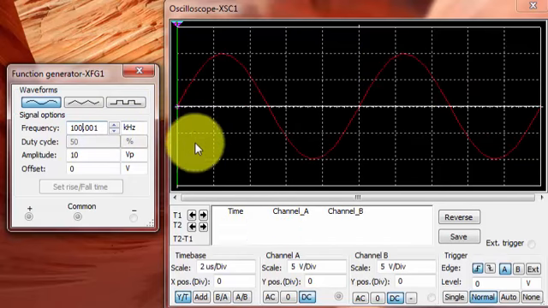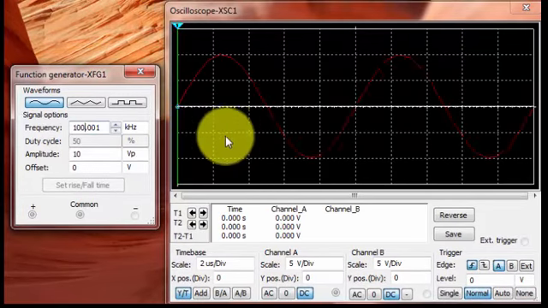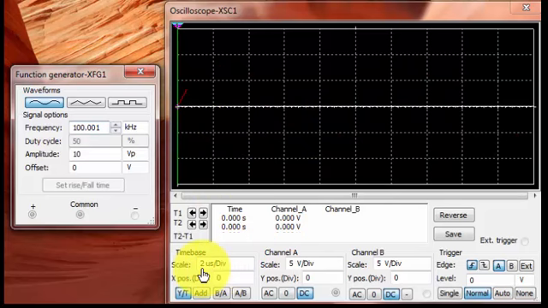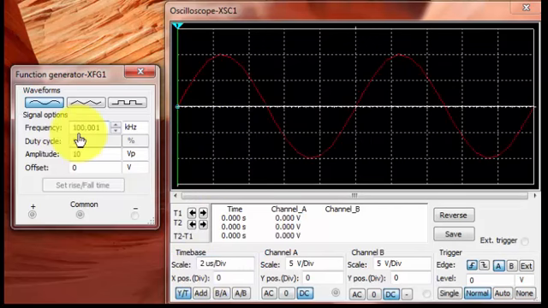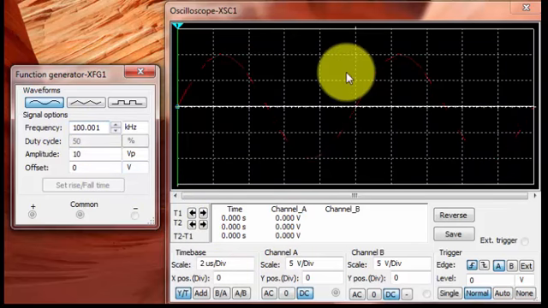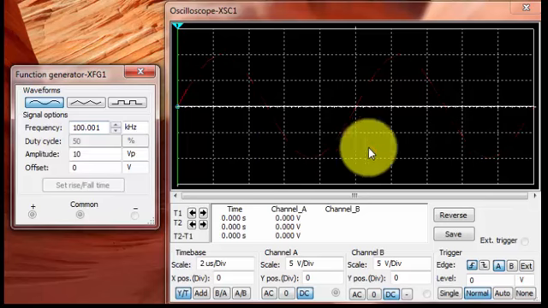So with 100 kilohertz, we have 2 microseconds per division. Let's see, 1, 2, 3, 4, 5. Okay, 5 divisions times 2 is 10 microseconds. 1 over 10 microseconds is 100 kilohertz. So that's the general idea of the oscilloscope. It provides an x-ray equivalent of what's inside a circuit as you go to various points within a circuit.